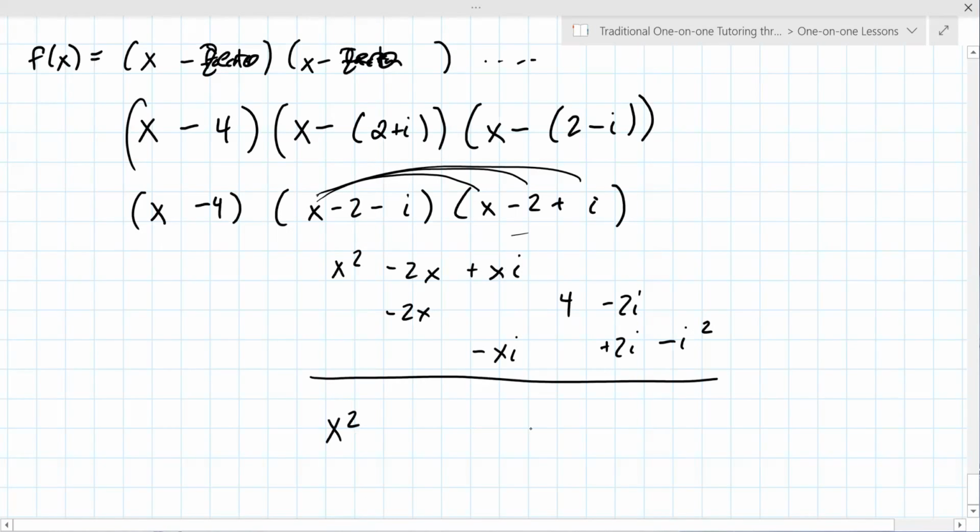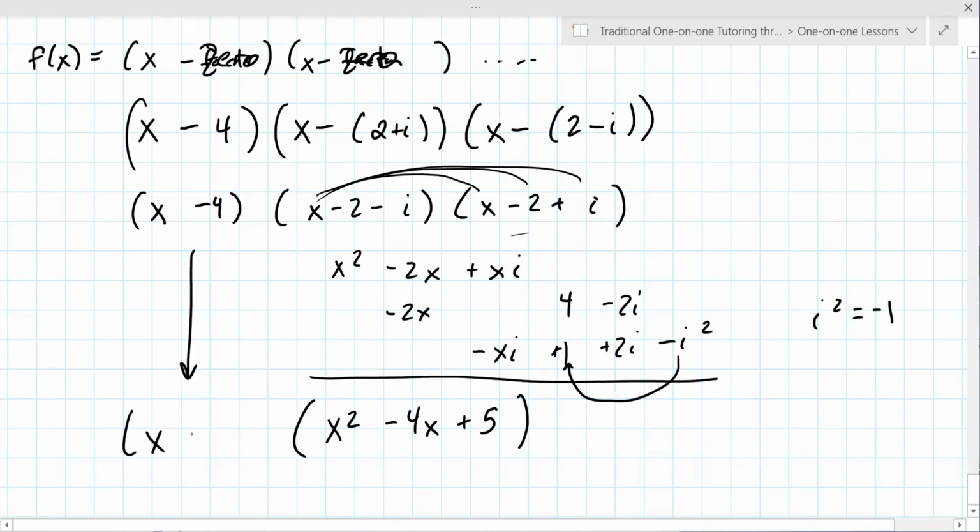But you might be saying, but wait, what about this one down here? Well, i squared is -1. So this is -1. So it's really positive 1. So this becomes +1 there. So you get x squared minus 4x plus 5. Then you bring this one down, x minus 4.